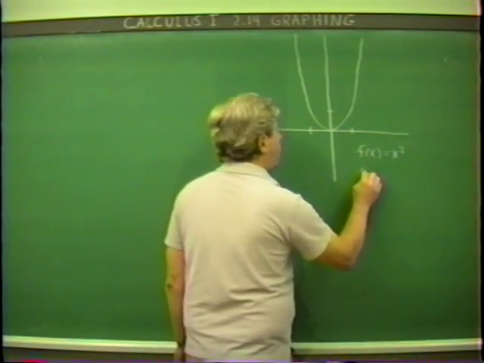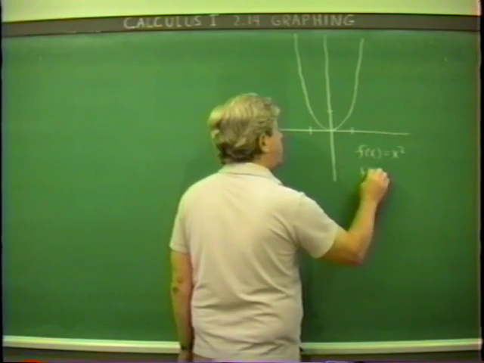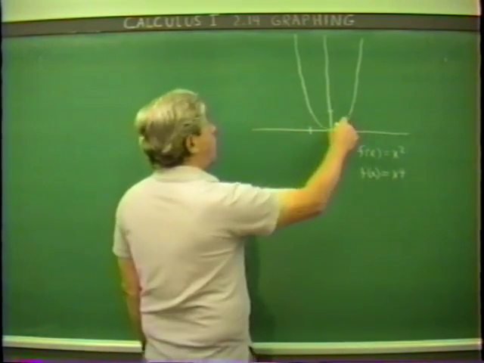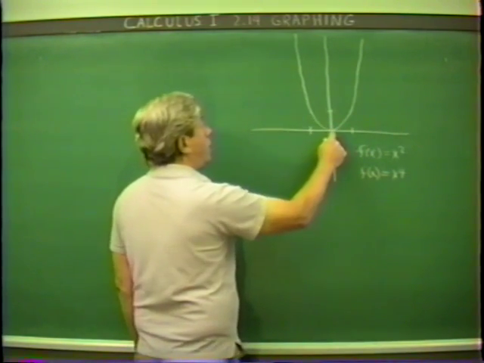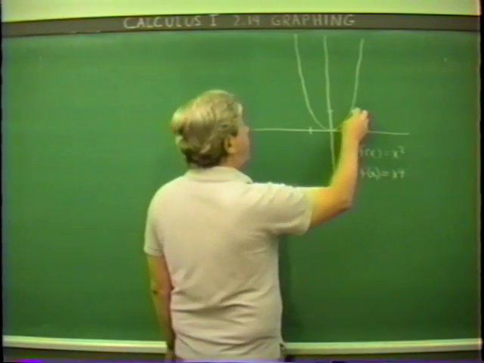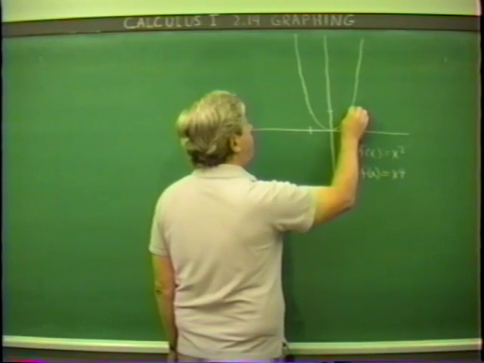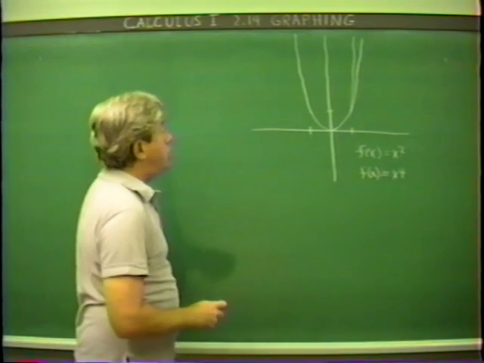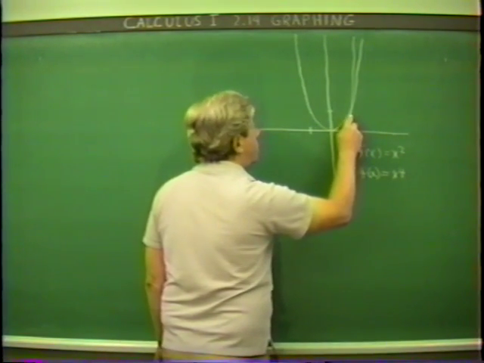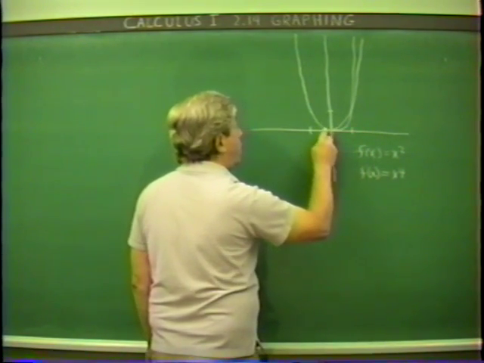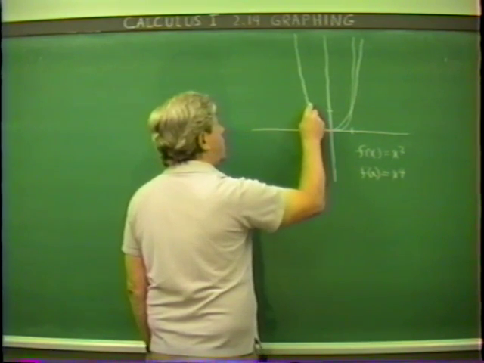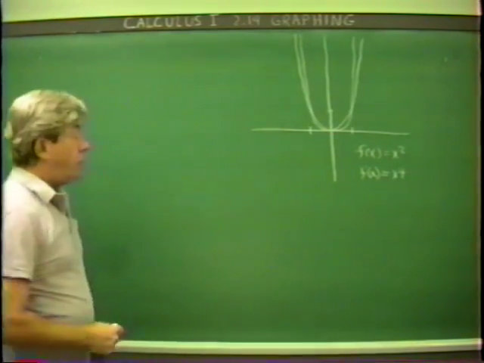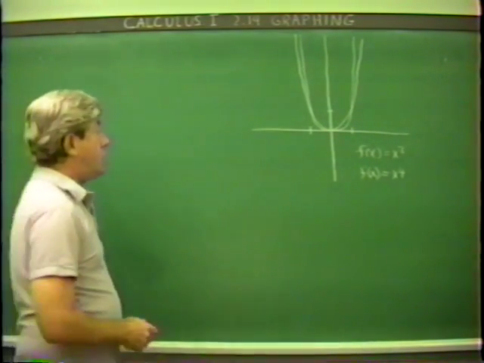Other functions that you should be able to graph are other powers of x. In particular, the even powers look somewhat like f of x equals x squared. F of x equals x to the 4th is also 1 at 1 and at minus 1 and 0 at 0, except that when you take the 4th power of a number, it gets large faster than the 2nd power when the number is larger than 1, and it's smaller than the 2nd power when the number is between minus 1 and 1. And the graph looks like this.